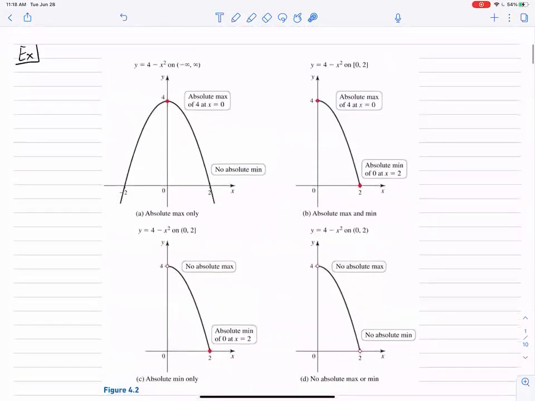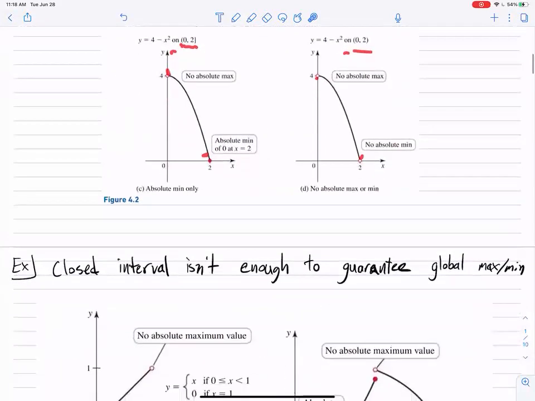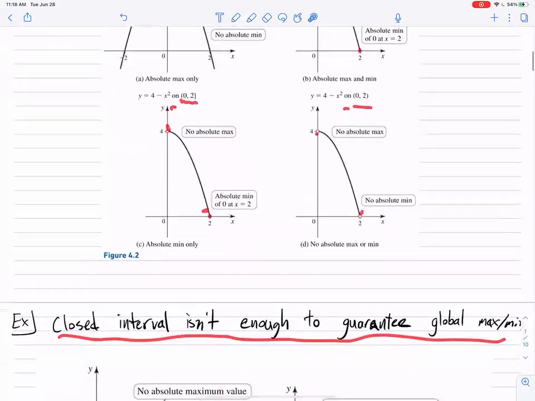And so what our domain is for our function is very important when we talk about absolute maxes and mins. If we have the entire domain, there was an absolute max, but no min. If we have a closed interval, there's always an absolute max and an absolute min. If we have a mixed interval or an open interval, there's no guarantee of an absolute max or an absolute min. And a closed interval, though, isn't enough to guarantee a global max or a min.